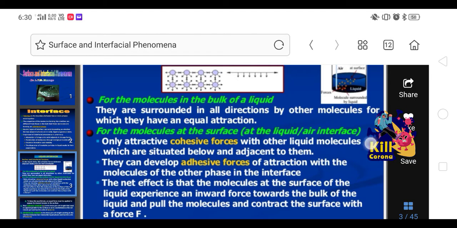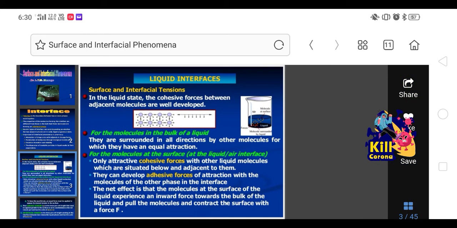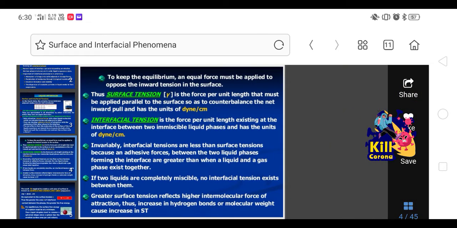So for the molecule in the surface, there is only cohesive force with other liquid molecules situated below and adjacent to it, right? So they can develop an adhesive force of attraction with the molecules of the other phase in the interface, right? And the next effect is that the molecules at the surface of the liquid experience an inward force towards the bulk, right? Because of this mechanism, your droplets are spherical in shape because of this internal attraction, right?